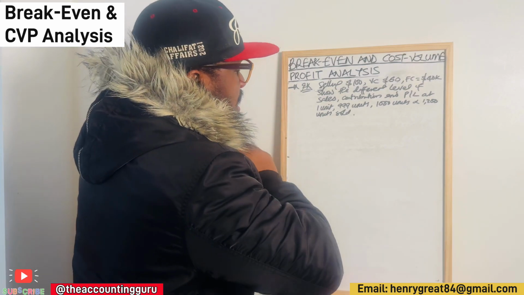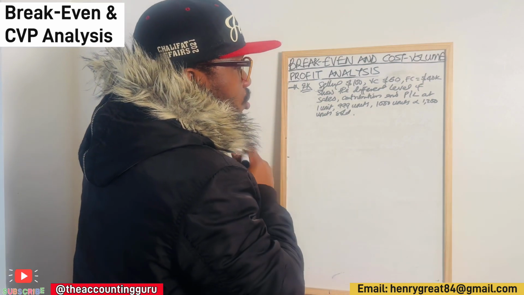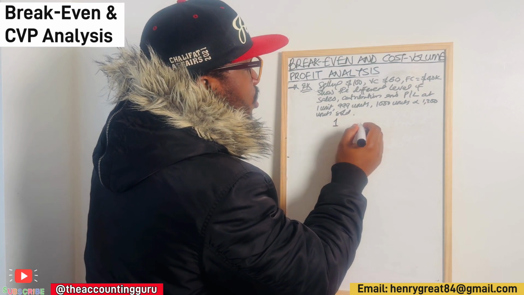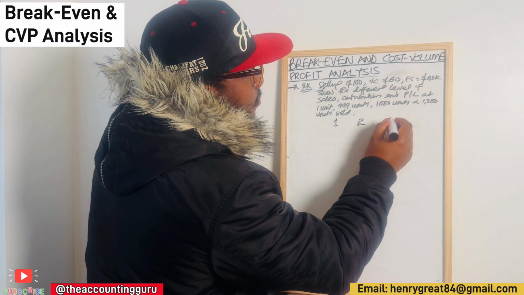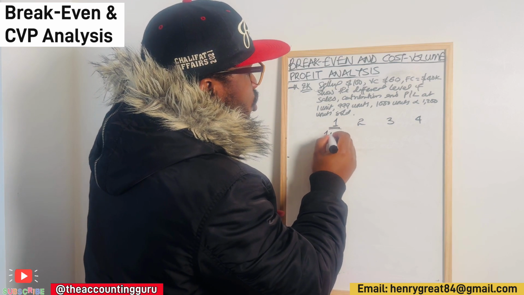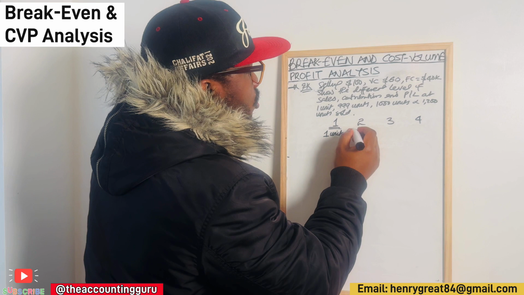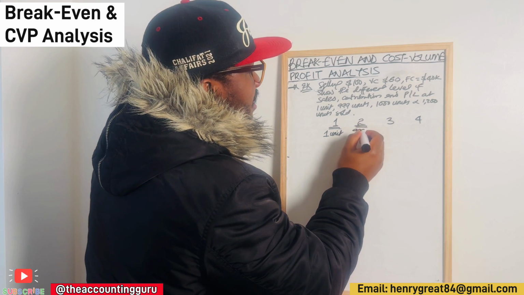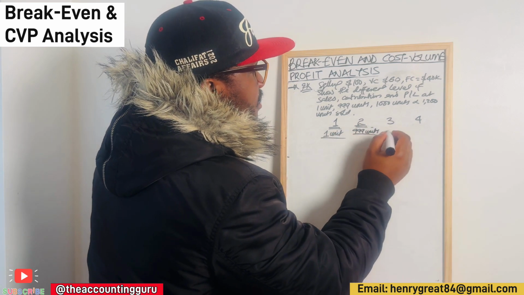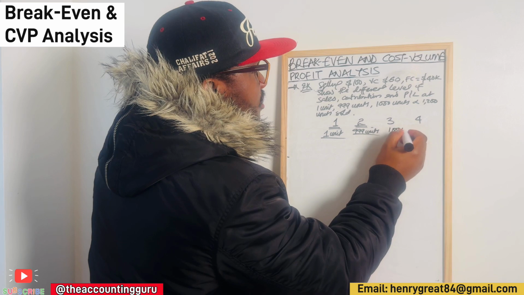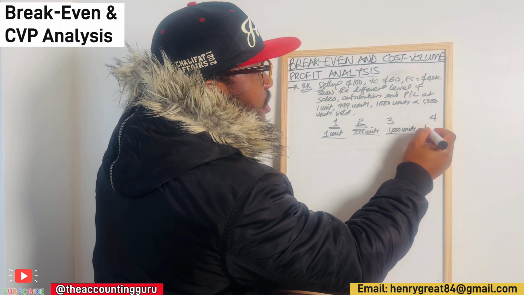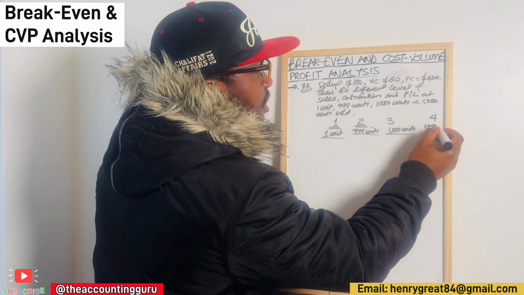Let's look at it. Now we have 4 scenarios before us. How do we show this? So we have scenario 1, or level 1, level 2, level 3, and then level 4. Level 1 is saying that 1 unit is sold. Level 2 is saying that 999 units are sold. Level 3 is saying that 1,000 units are sold. And then the last one, level 4, is saying that 1,200 units are sold.